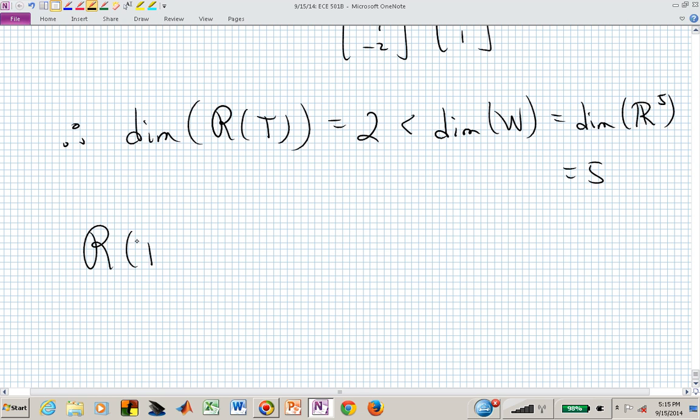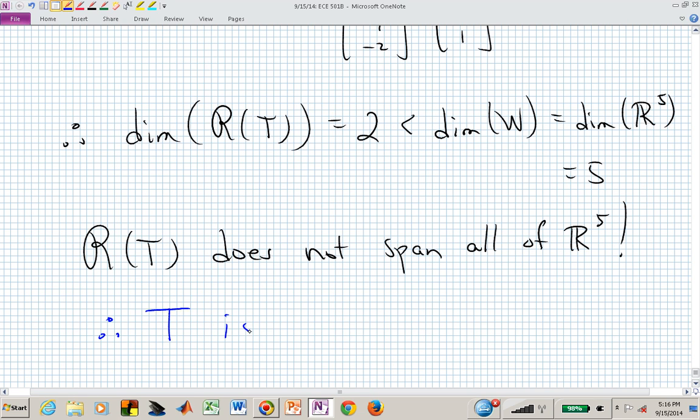Meaning the range of T does not span all of R5. And what does that allow us to conclude about T and it being surjective or not? It definitely is not surjective. Maybe I should say it is not a surjective map.